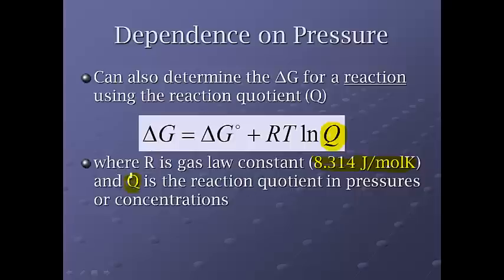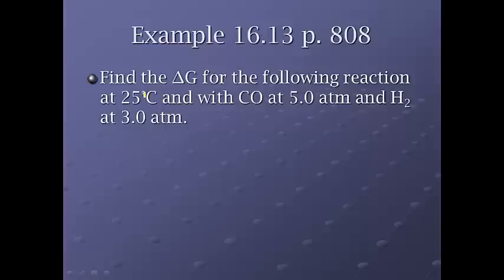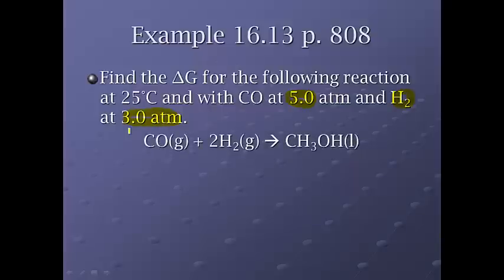Q is the reaction quotient in pressures or concentrations, either one. Okay, remember, our reaction quotient is simply going to be the ratio of the products over the reactants, and only taking into consideration gases and aqueous solutions. Okay, so for example, find the delta G for the following reaction at 25 degrees Celsius and with carbon monoxide at 5.0 atm and hydrogen at 3.0 atm. Okay, so you've got carbon monoxide and hydrogen reacting to form methyl alcohol.